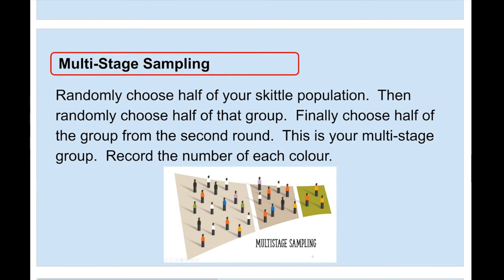Multi-stage sampling. So randomly choose half of your Skittle population. Then from there, randomly choose half of that group. And then finally, choose half of the group from the second round. And that group that you chose from the second round, this is your multi-stage group. From that group, record the number of each color.